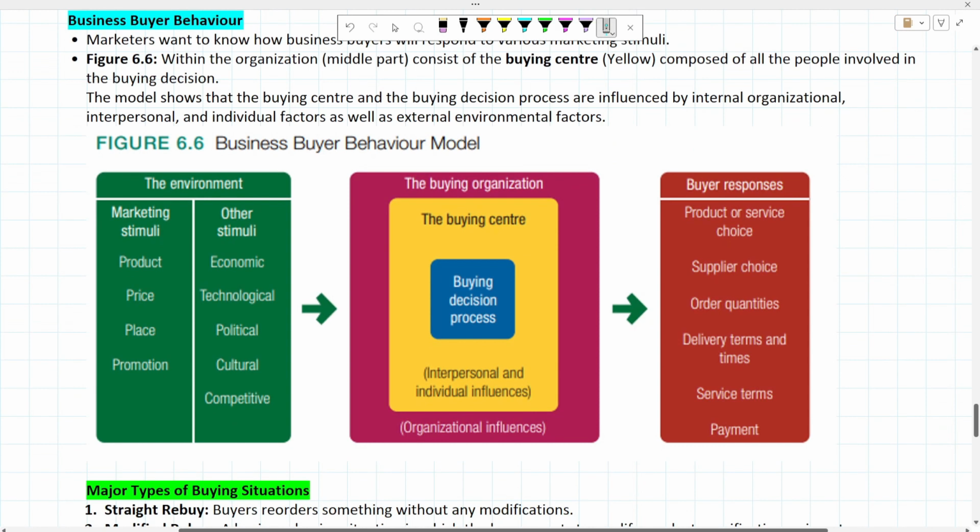So you could see here, you guys could pause it if you want. I won't dive too deep into it, but it's pretty self-explanatory. So you have the environment. This is affected by the buying organization, and the buying organization is helpful and delivers the buyer responses. And the environment is made up of marketing stimuli and other stimuli. So here, the buying organization, like I explained, is made up of the buying center and the buying decision process. And your buyer responses are all of these here.